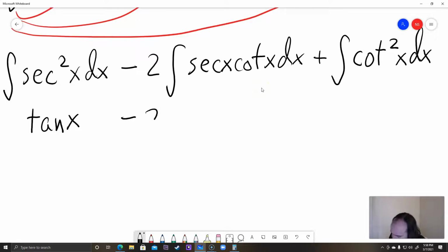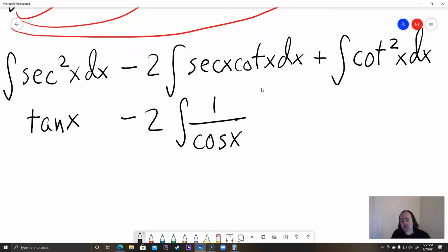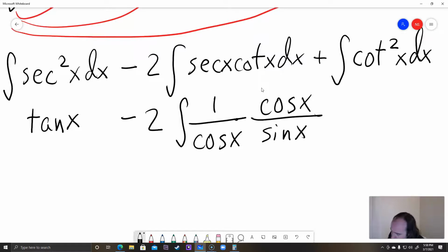So we have negative 2 times the integral of, remember that secant is the same as 1 over cosine. So we have 1 over cosine of x. And then remember that cotangent is actually cosine over sine. So this one is going to be cosine of x over sine of x, dx.